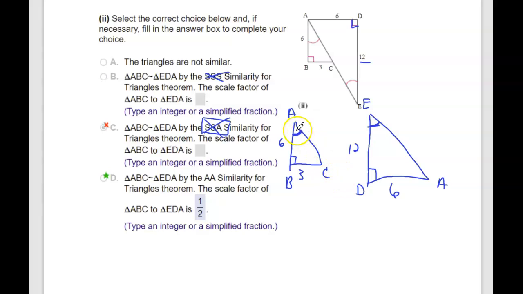I do have two angles that are congruent, that are the same. So I can select angle. And then I can look at my sides, 6 compared to 12, and 3 compared to 6, and both of those simplify down into a 1/2. Okay?